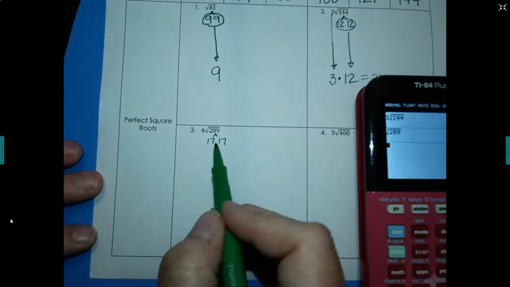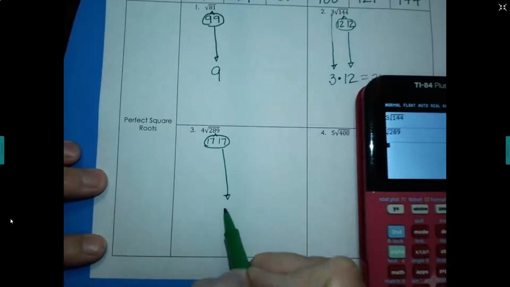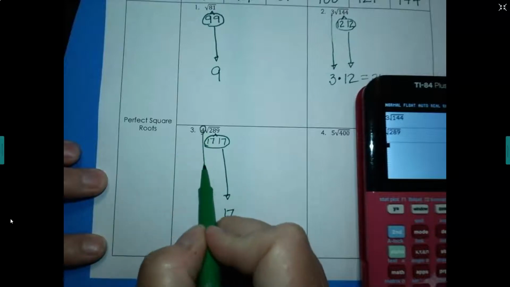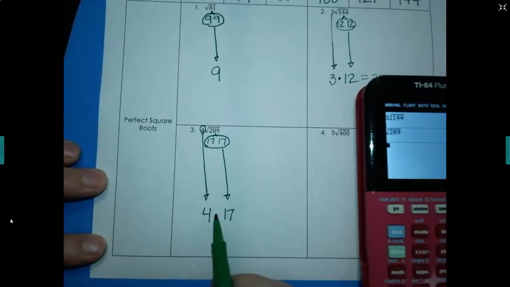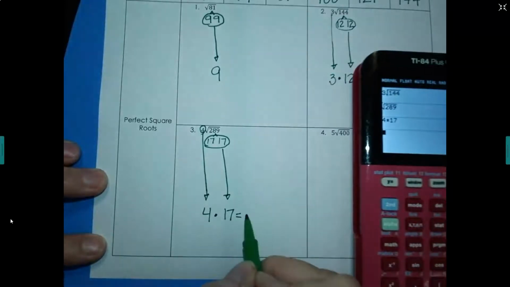Our index of 2 means we need 2 of the same number for one of them to come out from underneath the radical. We have a coefficient right here. He needs to come down. And remember, anything that's brought down on the outside together, we're going to multiply together. So we're going to do 4 times 17, and we get 68.